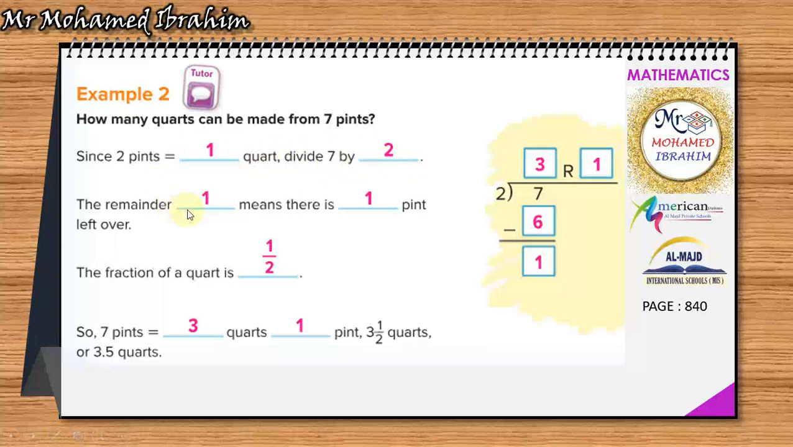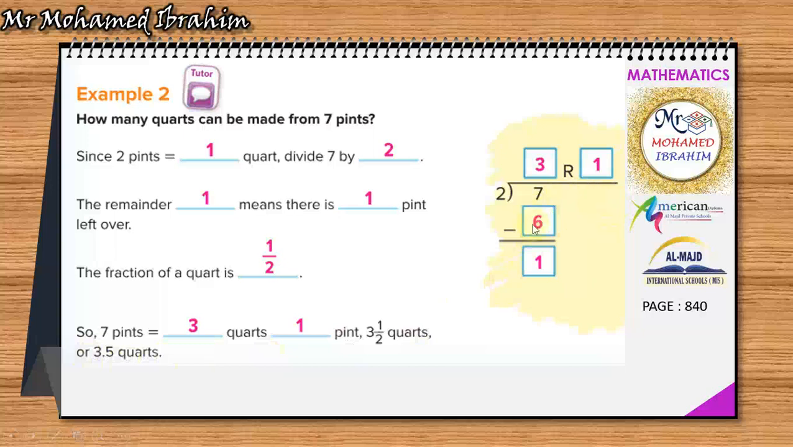The remainder is 1. It means there is 1 pint left over. The fraction of a quart equals 1 over 2. So 7 pints equal 3 quarts and 1 pint left. It means 3.5 quarts.